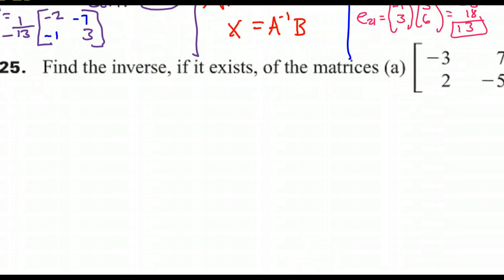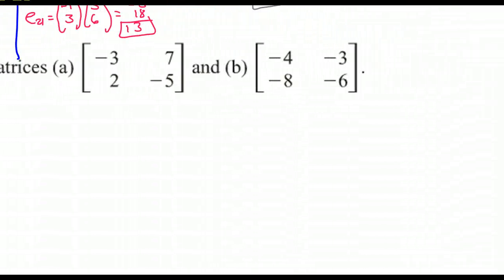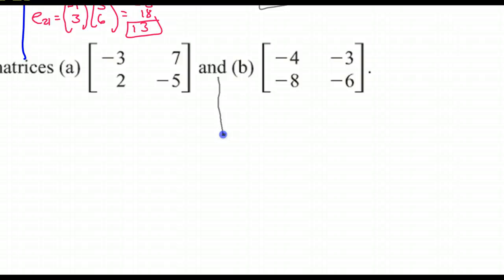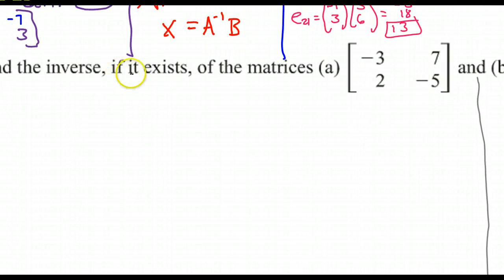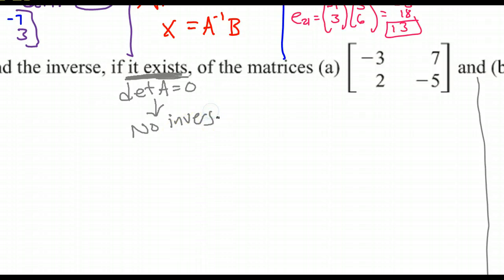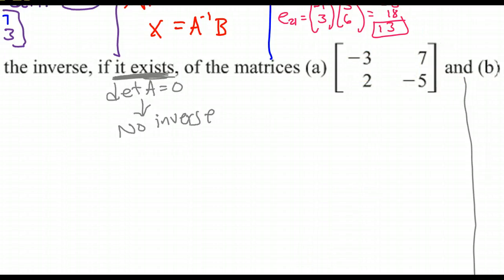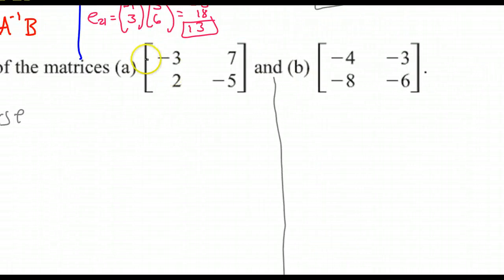Alright, for number 25, find the inverse if it exists of these two matrices. Okay, so I'm just going to draw a line and find these two matrices. Now when they say if it exists, what would it take for a matrix not to have an inverse? How can it not exist? Okay, if the determinant of a matrix is 0, that would mean that there is no inverse. So that's why they say if it exists. So if either one of these has a determinant of 0, we'll say the inverse does not exist.